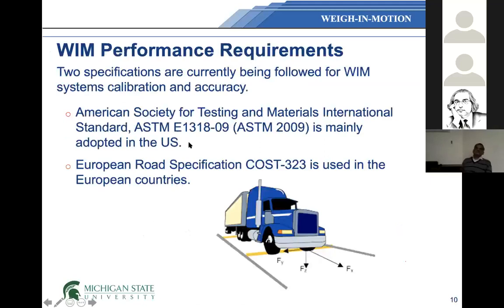Now there are two different standards used in the world to specify the accuracy of these WIM sensors for axle load measurements. One is called ASTM E1318-09. This is the ASTM standard used in the US. And then we also have the European road specification, which is called COST 323, which is used in Europe. Most of the content is similar, but the European specifications are more elaborate, and I will show you the main differences. But the accuracy requirements are almost similar for pavement design, bridge design and data collection.